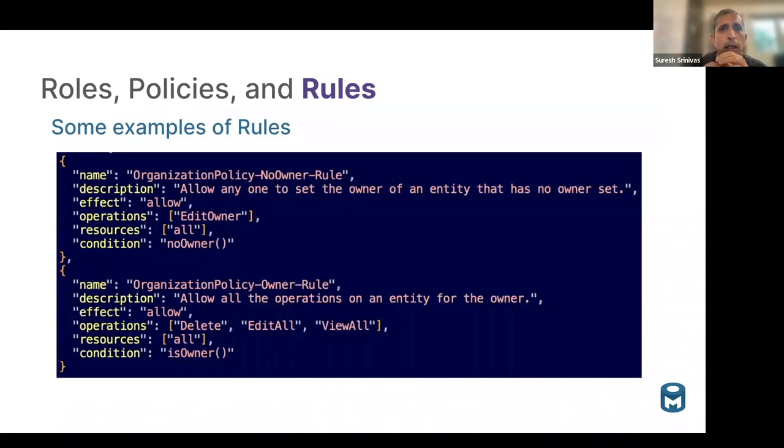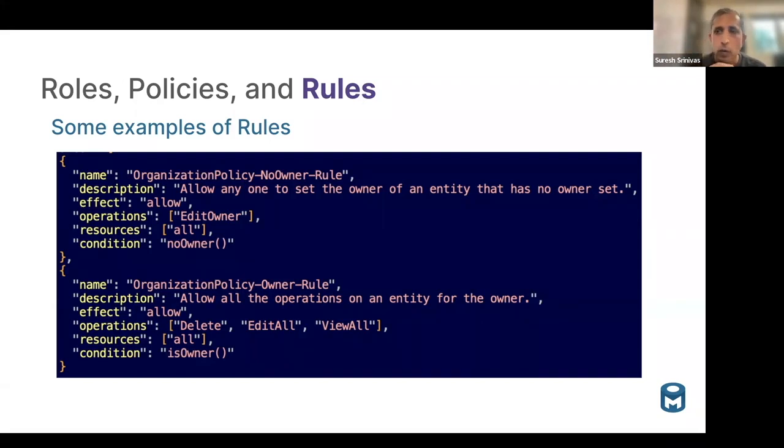Okay. So some examples of rules, here is the organization policy no owner rule, which says that allow any user to edit the ownership for all the resources when the resource does not have an owner, right? So this is a way where when you initially ingest metadata into OpenMetadata, there are all these data assets that have no owner. You can crowdsource the owner information where anybody can go and say, hey, I think this person is the user owner, or this team is the owner, right?